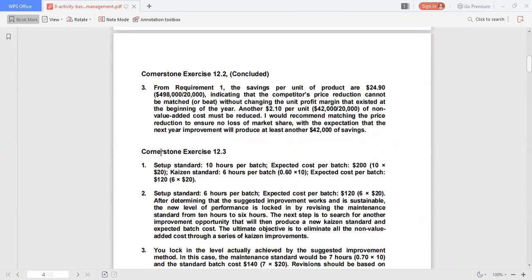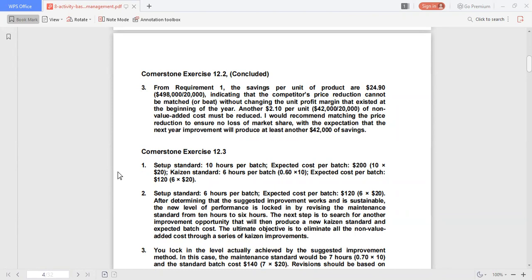Then requirement number 3, what if at the end of 20X2 the selling price of a competing product is reduced by $2.70 per unit? Assume that the firm produces and sells 20,000 units of its product and that its product is associated only with the four activities being considered. By virtue of the waste reduction savings, can the competitor's price reduction be matched without reducing the unit profit margin of the product that prevailed at the beginning of the year? If not, how much more waste reduction is needed to achieve this outcome? In this case, what price decision would you recommend?